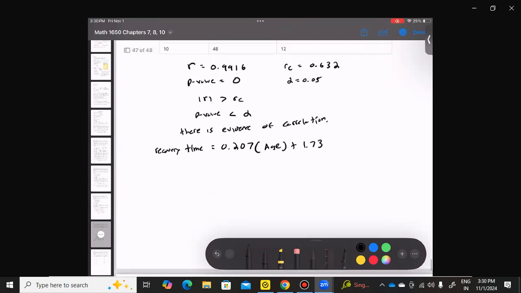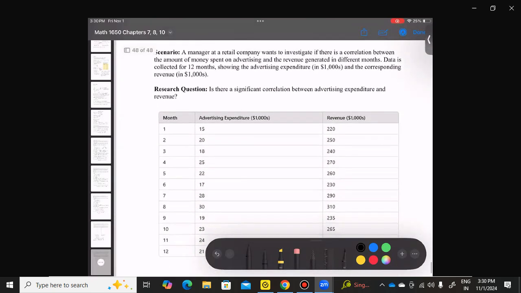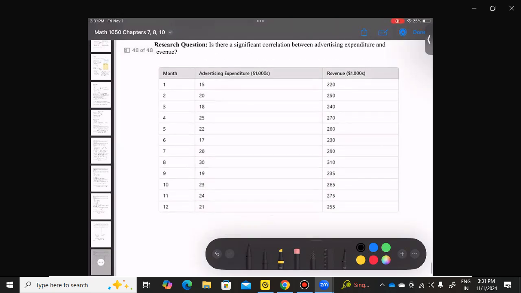All right, one more. A manager at a retail company wants to investigate if there is a correlation between the amount of money spent on advertising and the revenue generated in different months. Very similar to what we were looking at, but instead of products, they're looking at revenues, and they're looking at it over months. Data is collected for 12 months, showing the advertising expenditure in thousands and the revenue also in thousands. Is there a significant correlation between these? So let's put the data in.